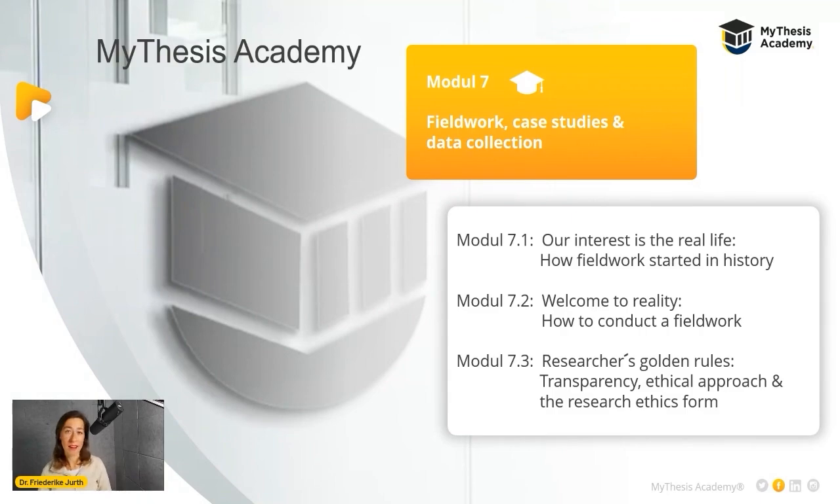The third part is what I called the golden rules for present researchers. This is focused on the question of transparency at fieldwork, on the ethical approach, and also on some preparations like the research ethics form, which you need to know and also to fill before you start your fieldwork.